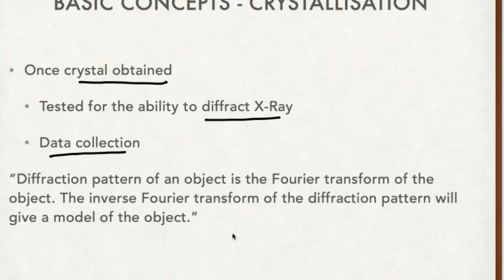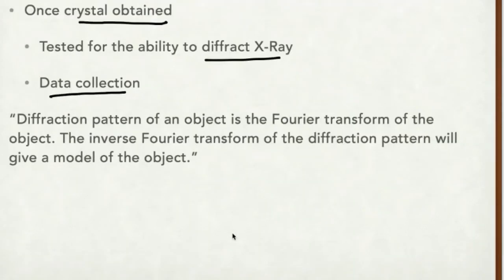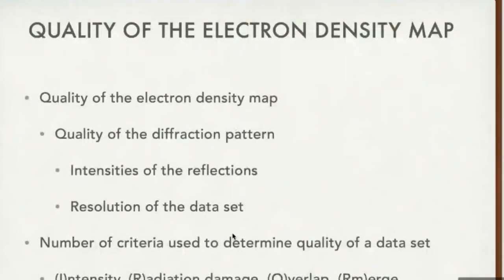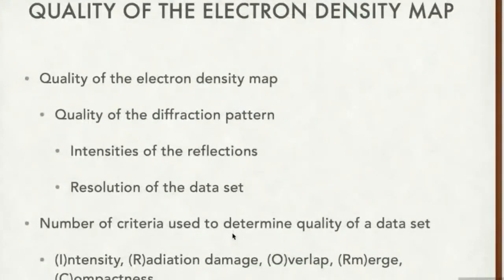So they first collect the diffraction pattern, which is nothing but the Fourier transform of that object, and the physicist will do the inverse Fourier transform of the diffraction pattern. They will do the calculation to get the model of the object, right? So the quality of the electron density map is going to determine the quality of the structure, right?